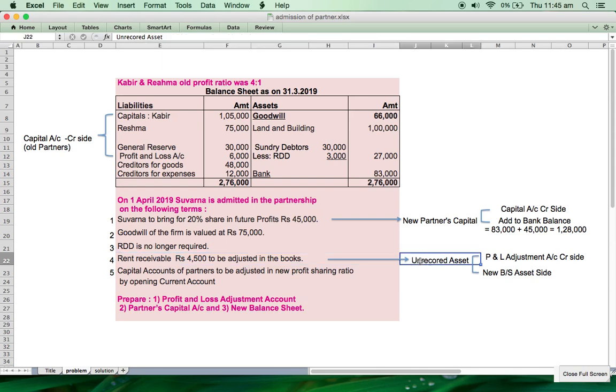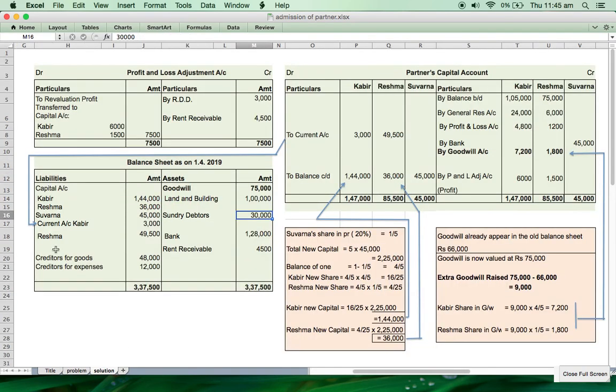Next adjustment, rent receivable rupees 4,500 to be adjusted in the books. This is unrecorded asset. First effect P&L adjustment credit side, and second effect new balance sheet asset side. So here in profit and loss adjustment account, we have shown it at the credit side by rent receivable. Whenever value of assets increase, we show it at the credit side of P&L adjustment account, hence we have shown it over here. Then this asset, which is newly created, now will be shown in the new balance sheet asset side, rent receivable 4,500. After giving effect to all the revaluation adjustments, we are going to close the P&L adjustment account.